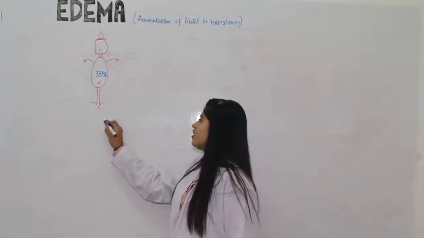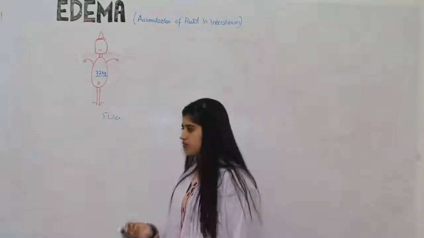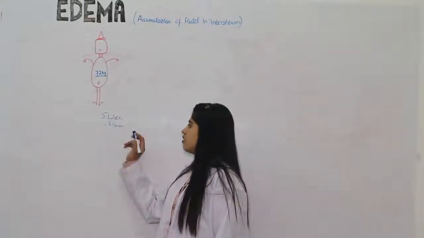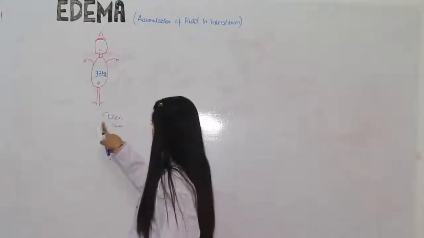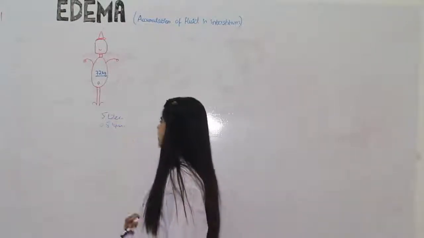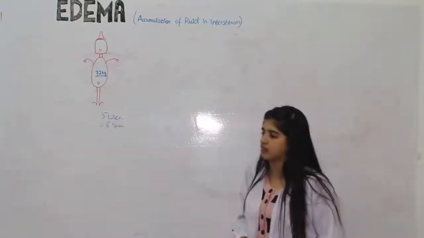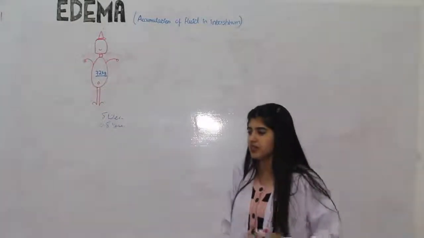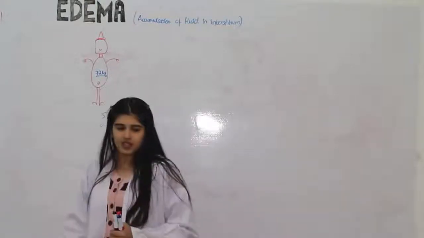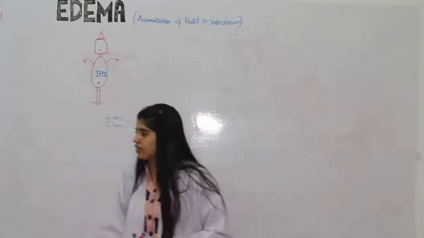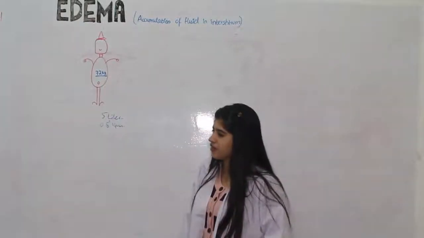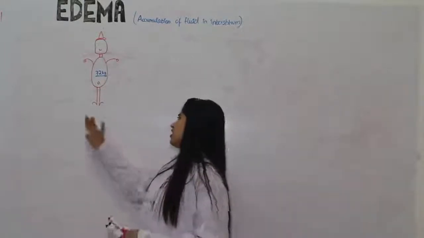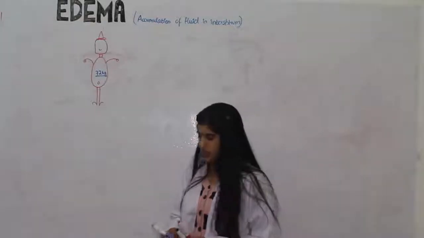Oh, okay, now listen, 5 liters would be the blood volume. And every day there is a loss of 1.5, like 0.8 liters. So how much fluid would be there? You people consider that. 42 kg. Yes. Water? Fluid. Okay, to some extent I can say this is right.